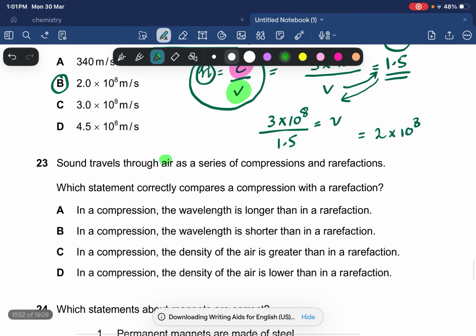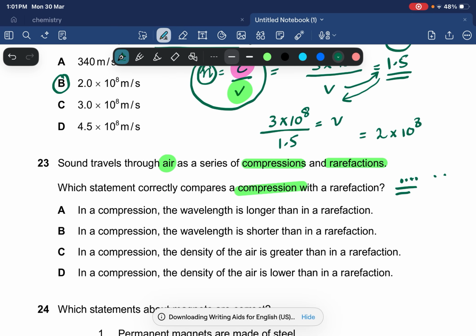Sound travels through air as a series of compressions and rarefactions. Which statement correctly compares a compression with a rarefaction? Compression is a region where air particles are closer together, so there is high pressure, and rarefaction is a region where particles are far apart, so there is low pressure. In a compression, the wavelength is longer than in a rarefaction. No, the wavelength remains the same.